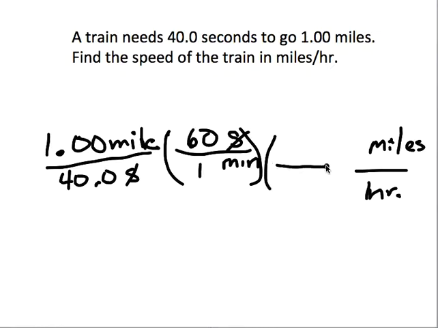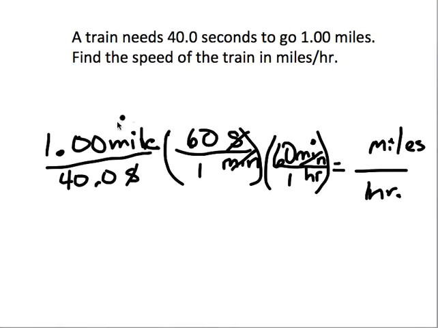So in my next factor, I want to put minutes in the numerator, and I want to convert those to hours. You all know that there are 60 minutes in an hour, so your minutes cancel, and you end up with hours in your denominator. If I check all my units here, I'm now in units of miles over hours, which is exactly the units that I wanted for my final answer.